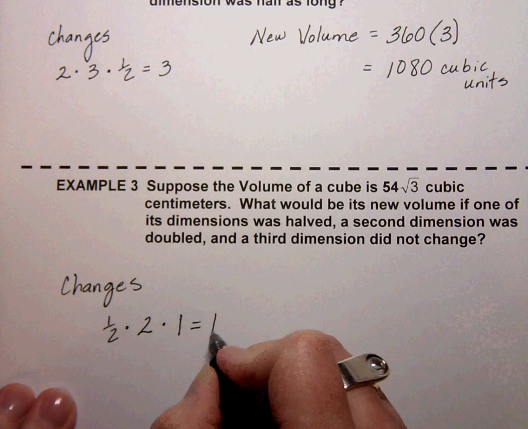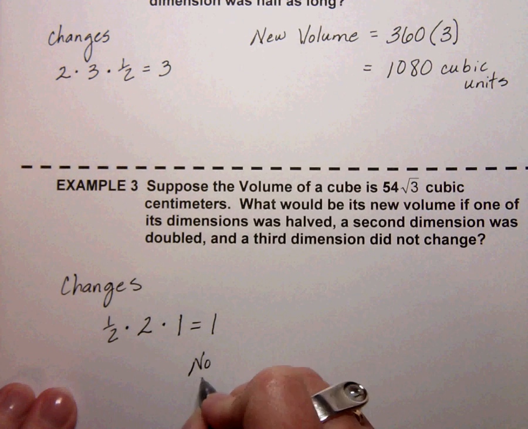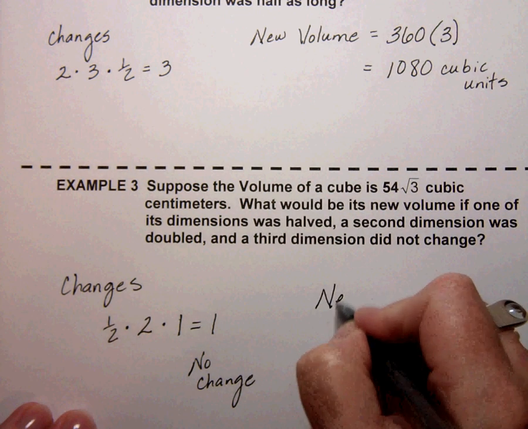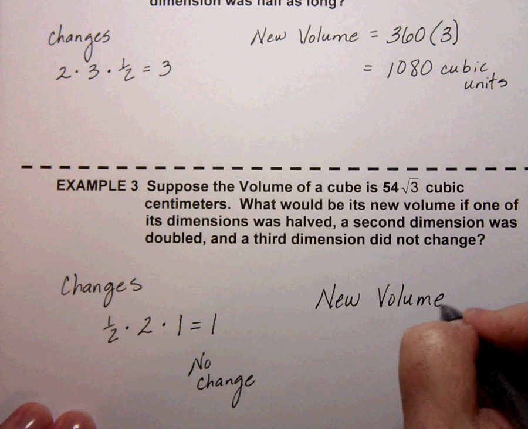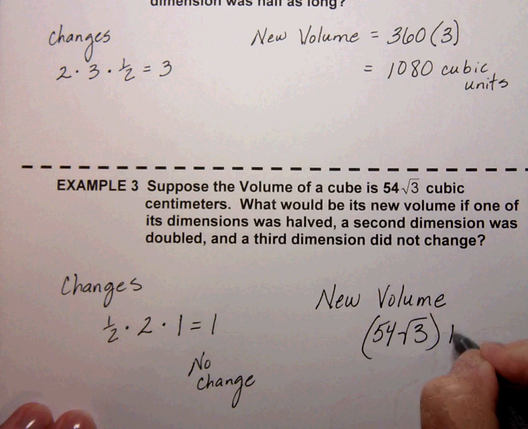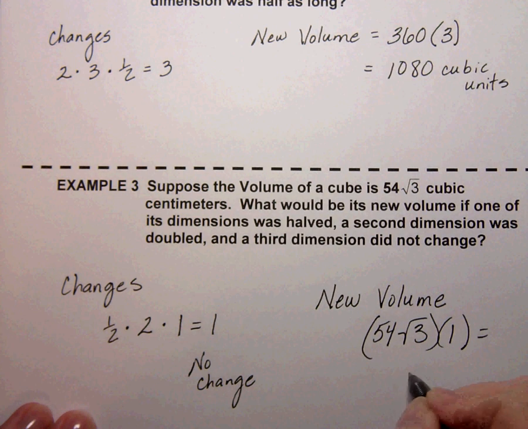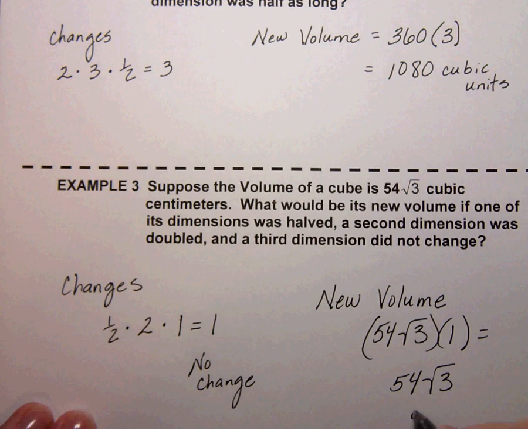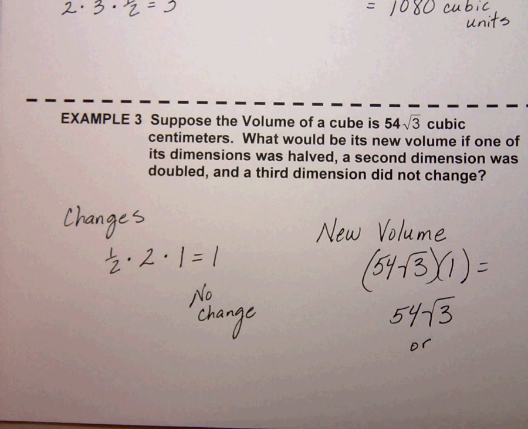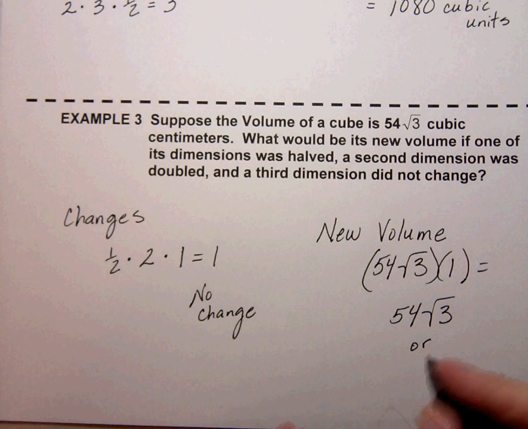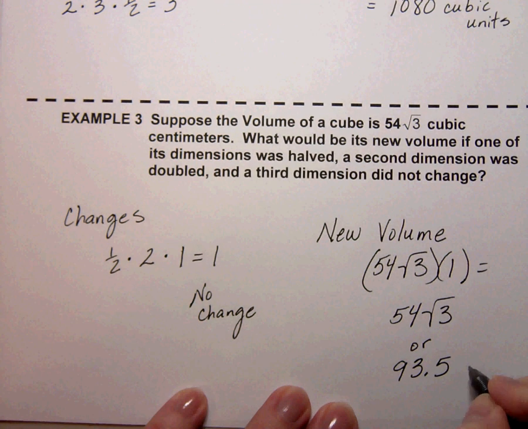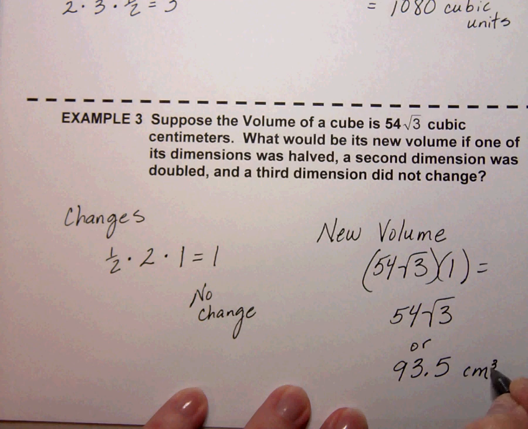Now notice this one, anytime you get a 1, that means there's no change, because multiplying by 1 it will remain the same. So your new volume is going to be the same as your original. It's going to be 54 times the square root of 3 times your 1, which just means it's going to stay 54 times the square root of 3. I think I'll also give you the decimal answer. Let's put that in our calculator and see what that would be. This is an exact answer, and our estimate is about 93.5. And this one is cubic centimeters, so we can write it as a centimeter to the power of 3.